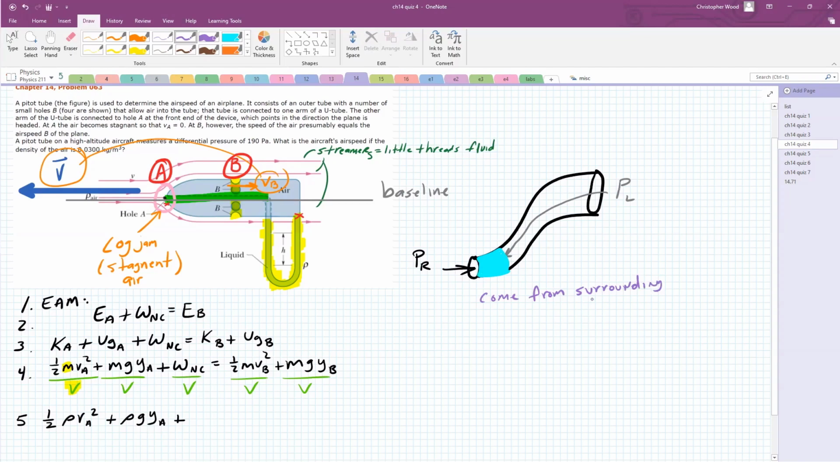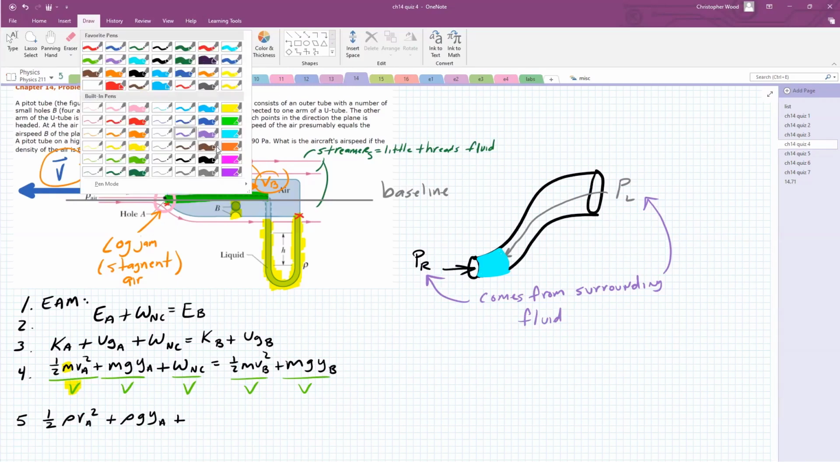Maybe it's the atmosphere. Maybe it's the surrounding fluid in a fish aquarium, or maybe it's just from the adjacent atmosphere. But it comes from surrounding fluid. Could be a gas, could be a liquid. That's what these are referring to. So if they're equal, if everything is equal, then there's no flow. But if there's any inequality, then there's going to be some flow. So I'm going to just represent that as the work done.